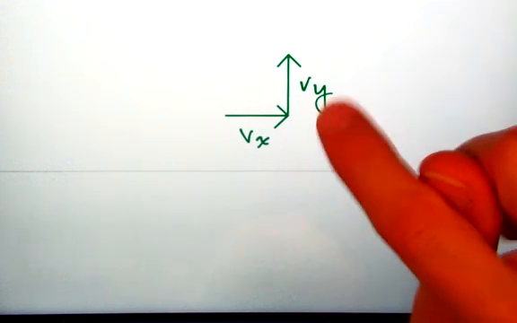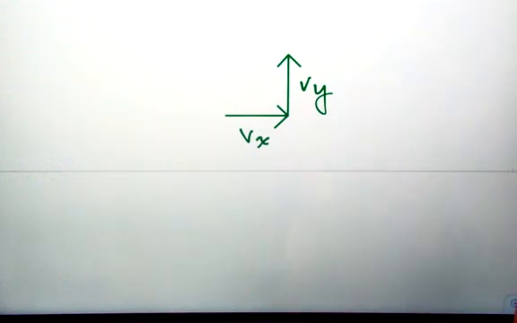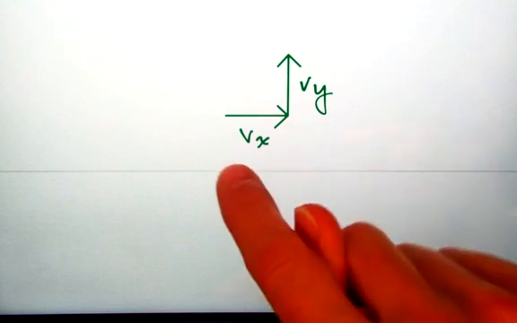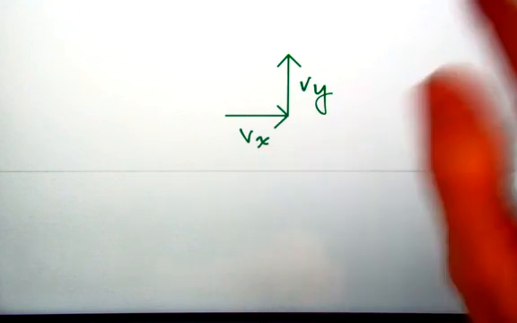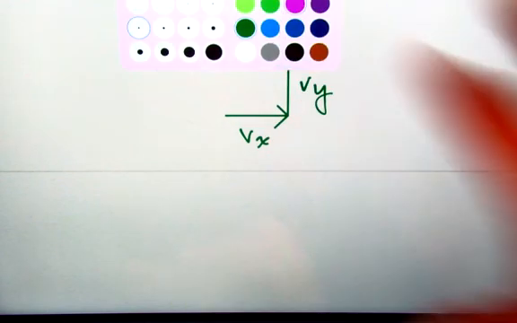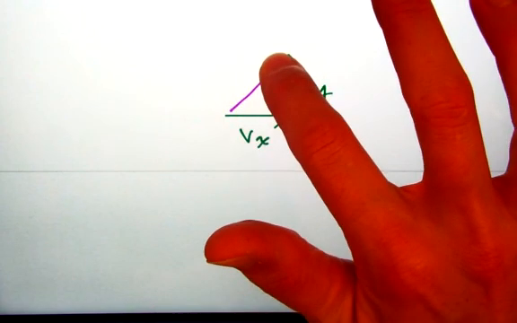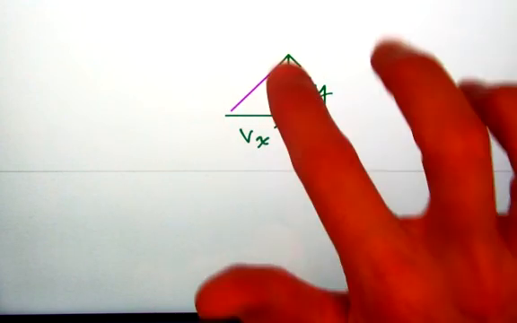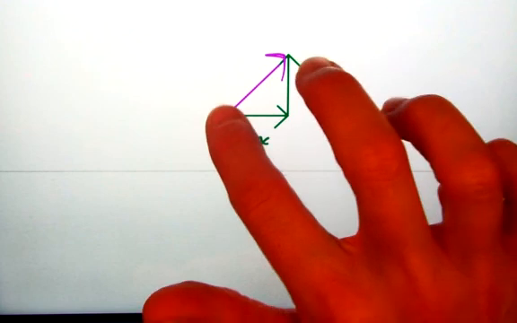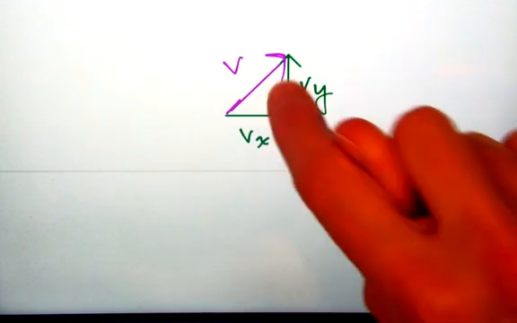Okay, for Unit 2, we actually already added vectors. We added the x component and the y component, and we knew that the resultant vector would just be the total velocity, which would be this guy right here. Okay, so this is called our resultant vector.